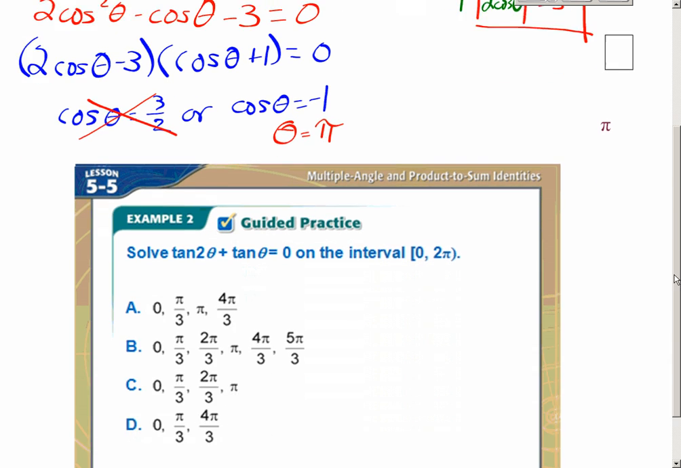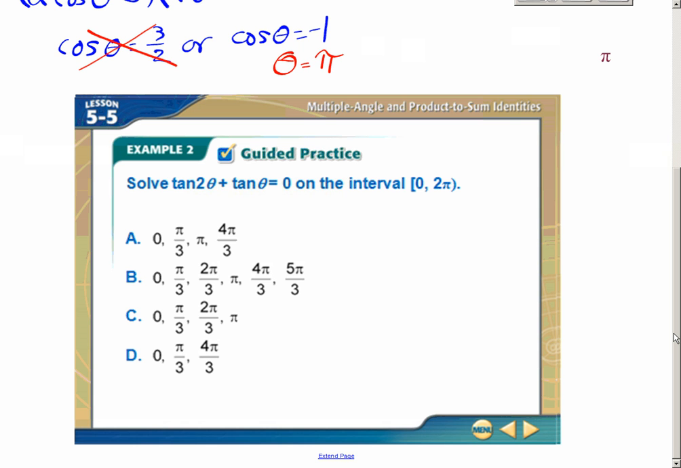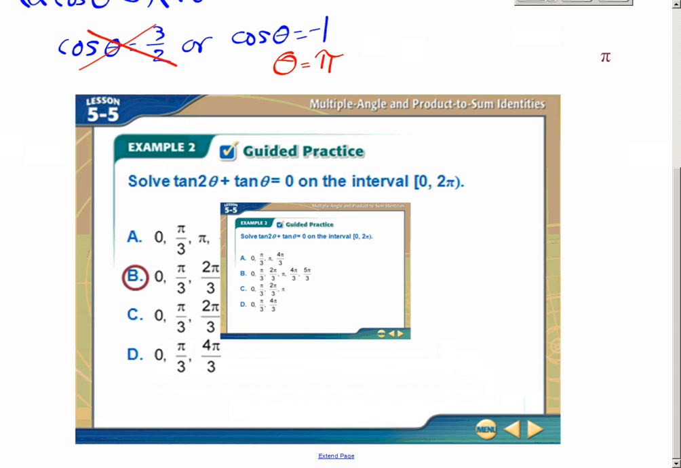Now try this example of solving an equation on your own. And you should have found that the answer is B.